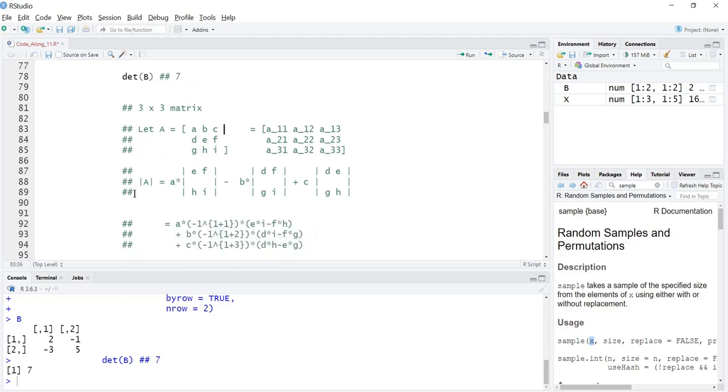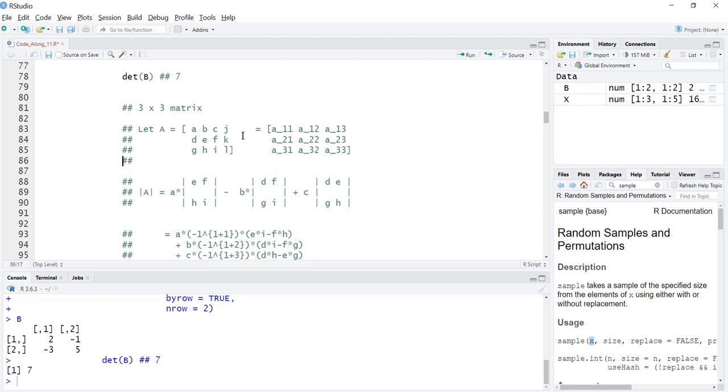Let me do another one. I'll just add to this for now. So let's say it won't be in order, but that's okay. J, K, L, and then we go down, and M, N, O, and P.